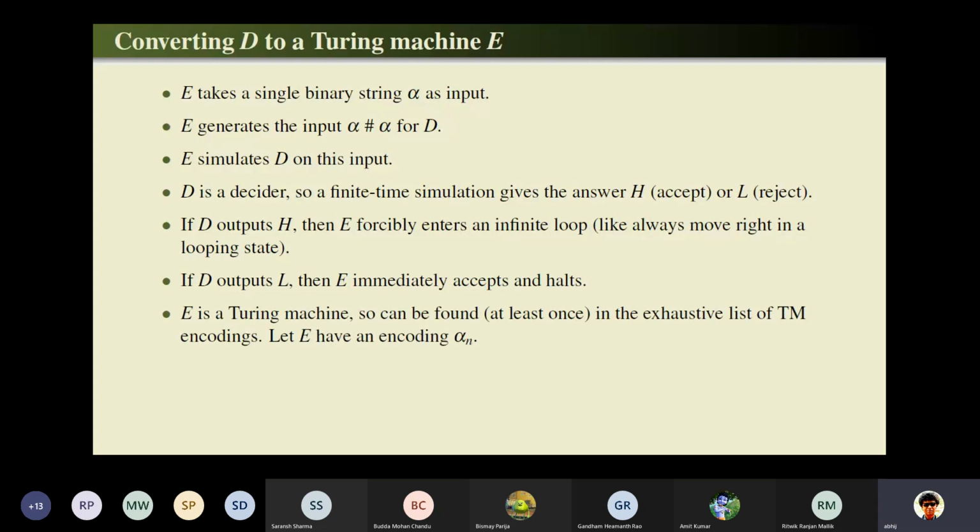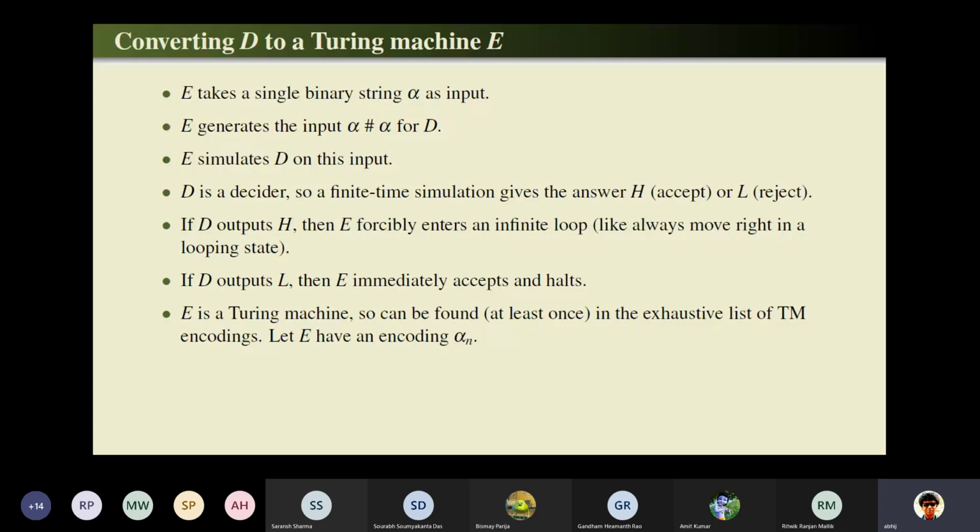Now comes the final part of the proof. If D exists, I can convert D to a Turing machine E. E is a valid Turing machine. Okay. So it must be equal to M alpha n. It has some encoding.